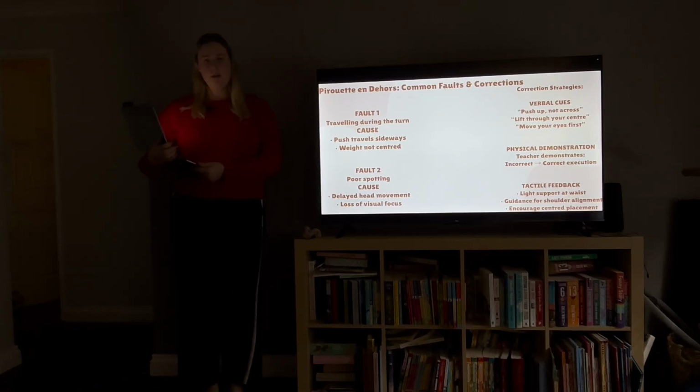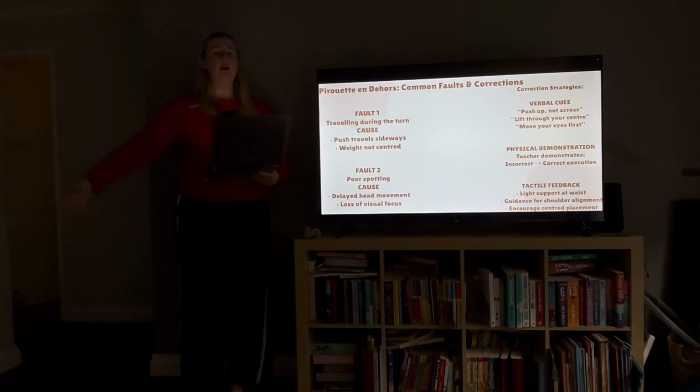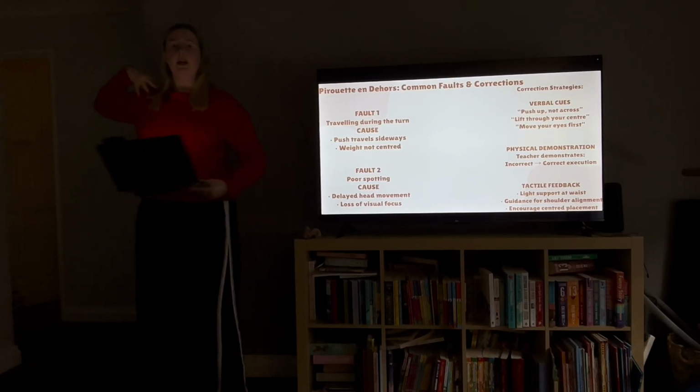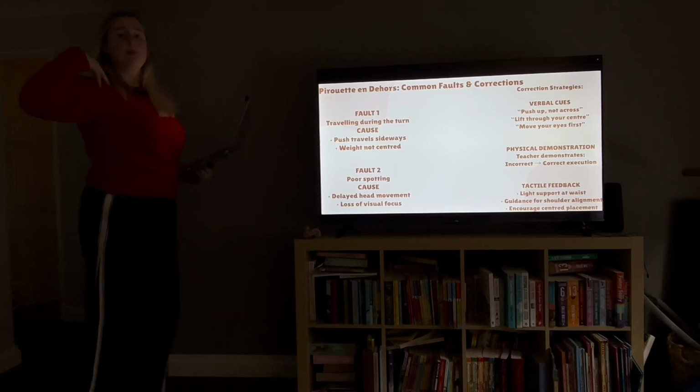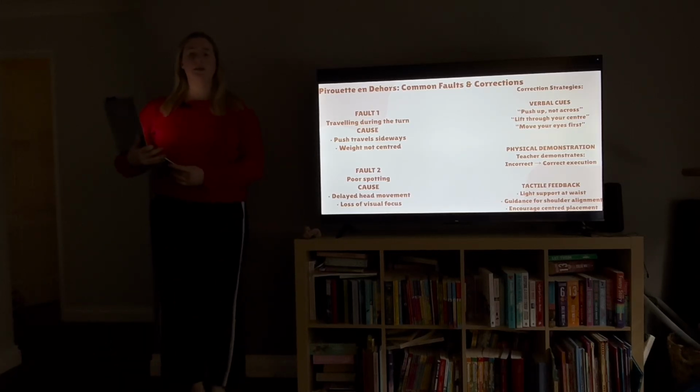The second fault is poor spotting. This is due to a delay of head movement and loss of visual focus. The student can enhance their spotting by consistently practicing exercises such as turning and flipping your head, and practicing your pirouettes consistently by spotting a particular item, shape, or color.